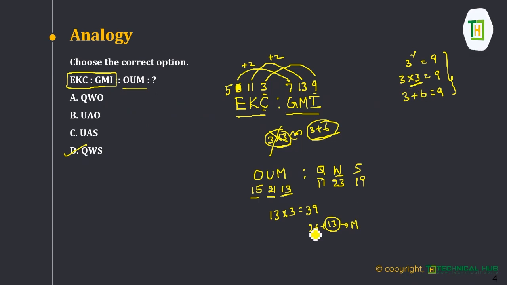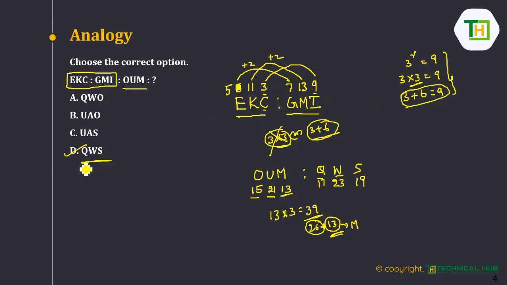13 into 3 will give you 39. For the 39th letter, I have to take 26 letters, and after finishing 26 letters, again I have to start with A. So 26 plus 13. The 13th letter is M. But QWM is nowhere in the options. That means my logic is not correct. I have to go with another logic, that is +6. If I just add 6 to 13, it will be 19, right? So the 19th letter in the alphabet is S. So I go with QWS.